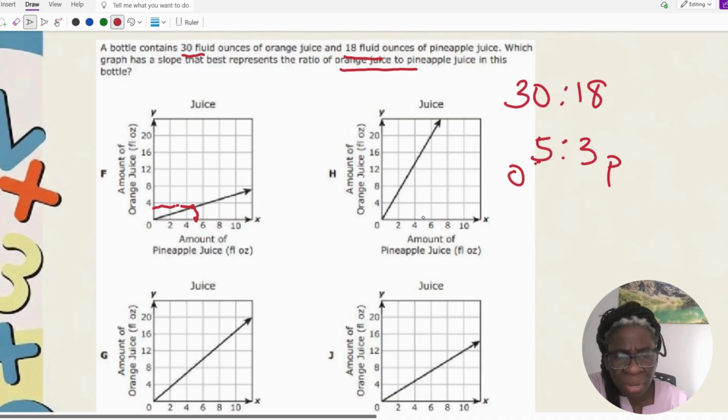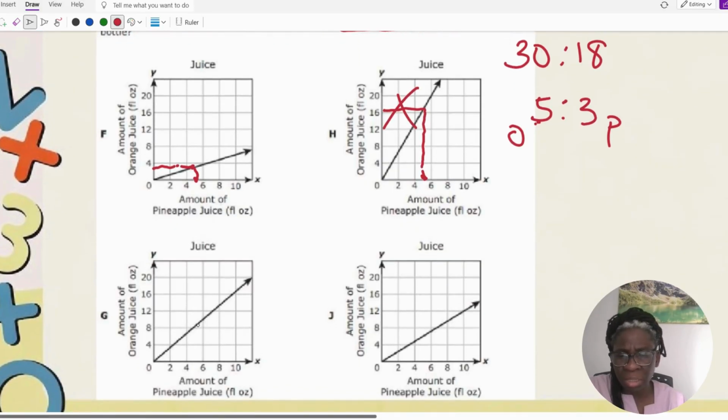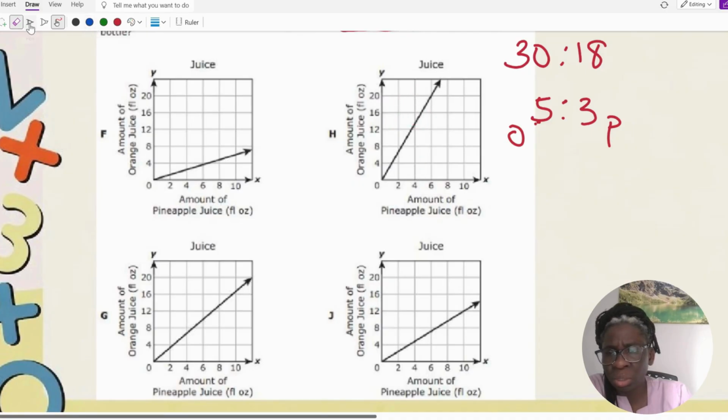So let's look for 5 here. When orange is 5, pineapple should be 3. Let's trace this up. You can see that it is around 16. So this cannot be the option. Let's look at the next one. When orange is, oh, sorry, pineapple is the one below. So don't make the same mistake I just made. Pineapple is the one on the x-axis, so orange is the one on the y-axis.